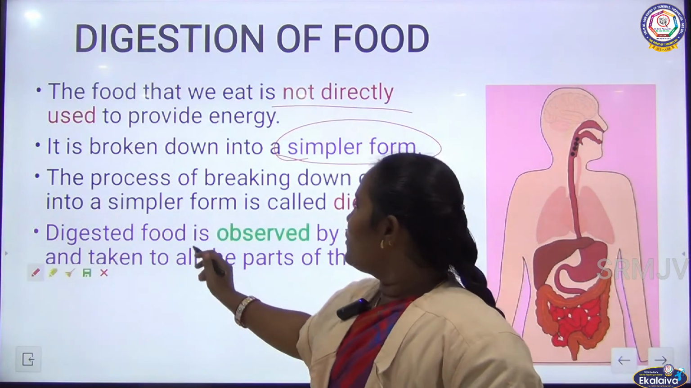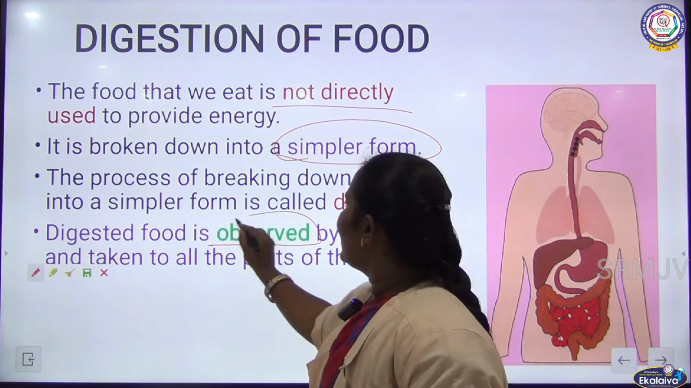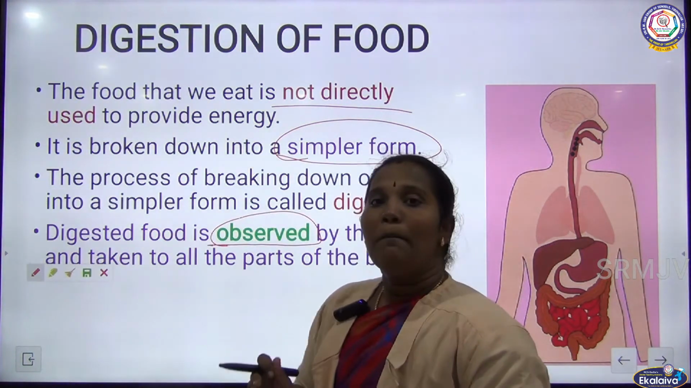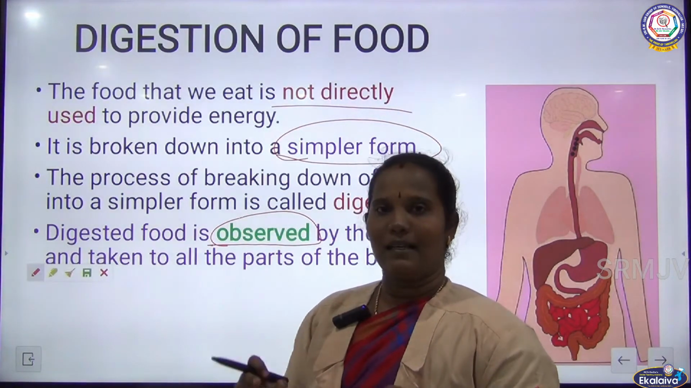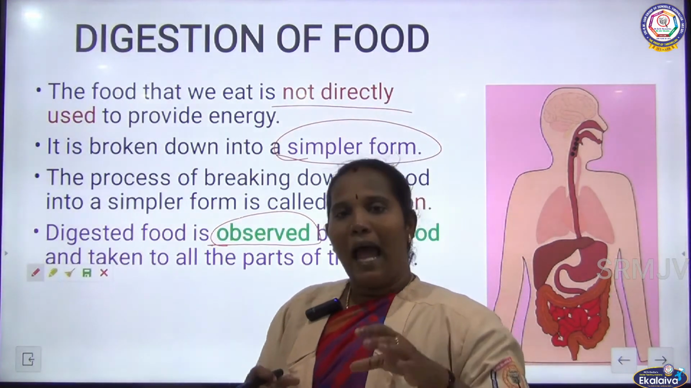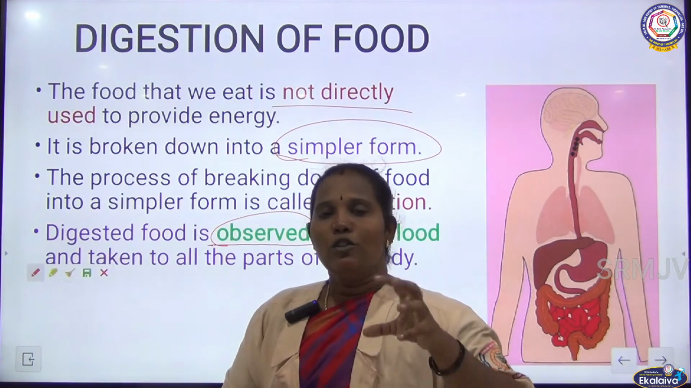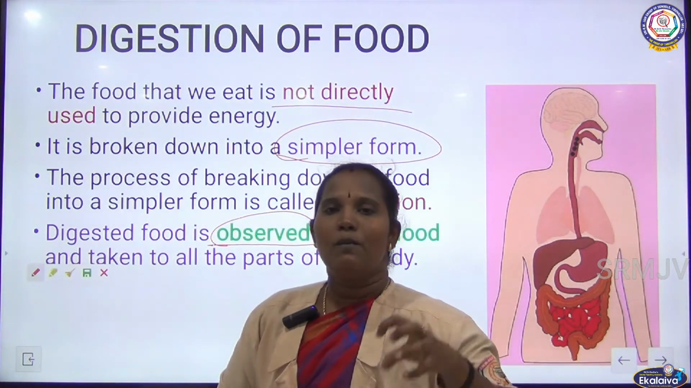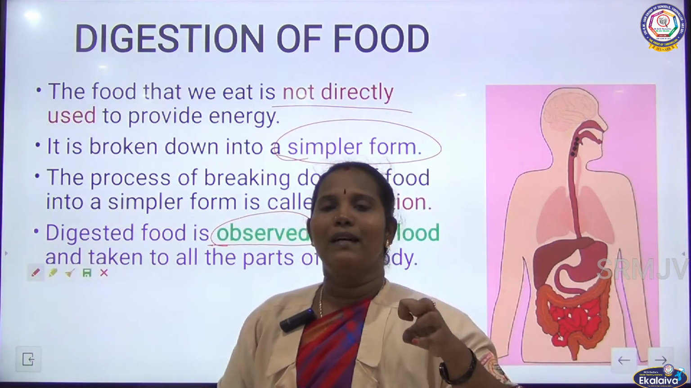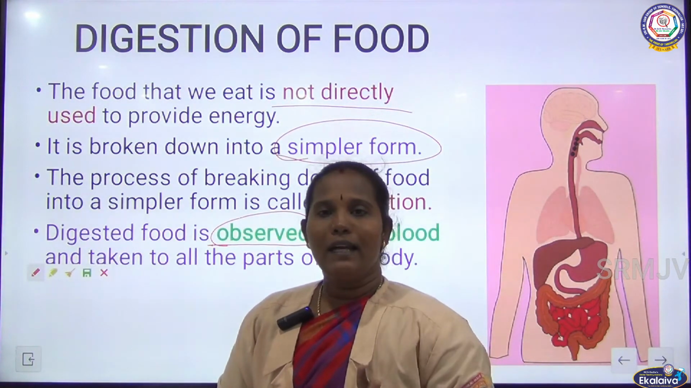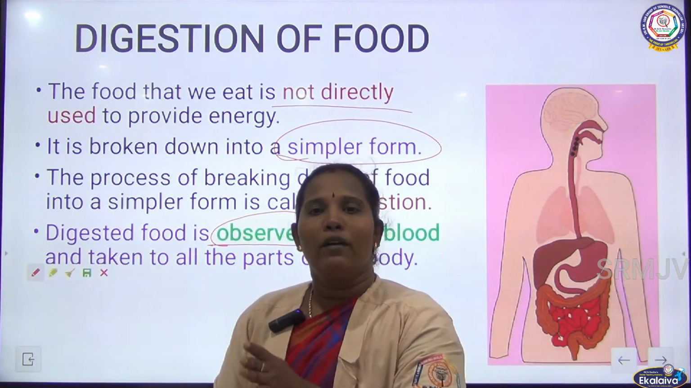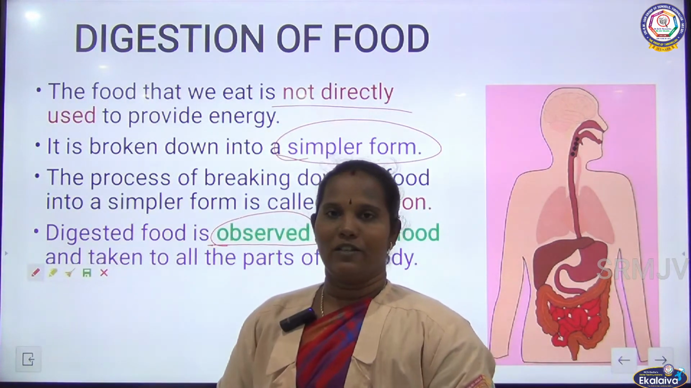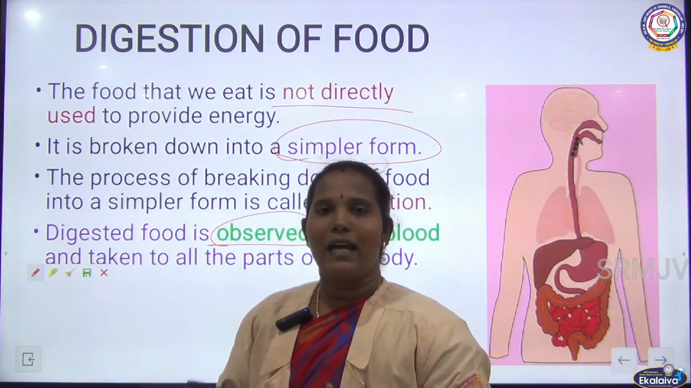Then the digested food is absorbed. Digested food is absorbed into the blood circulation. After that it is in liquid form. So whatever nutrients are in the food, all the nutrients are absorbed and sucked by the blood vessels. After that they are taken to all parts of our body through the blood circulation. So this is the digestion process.